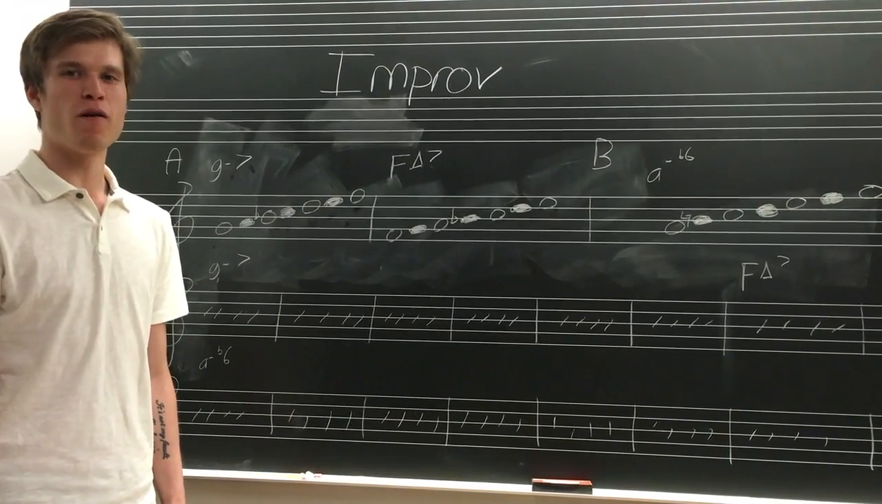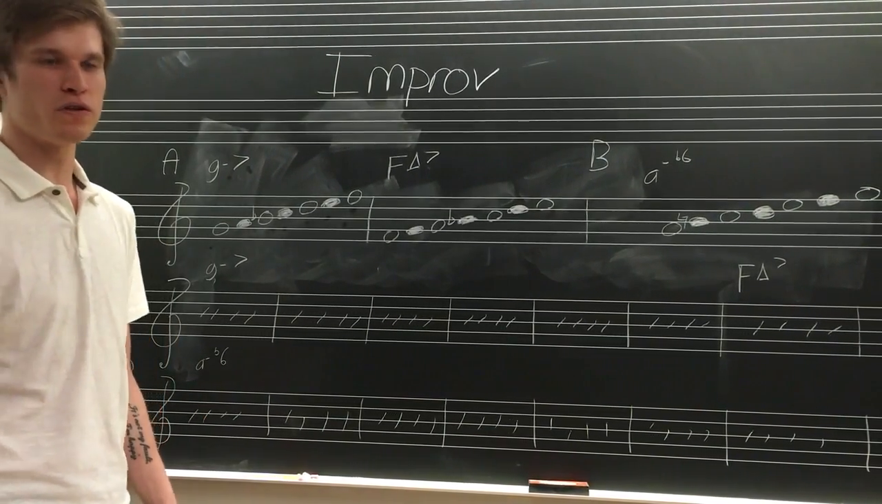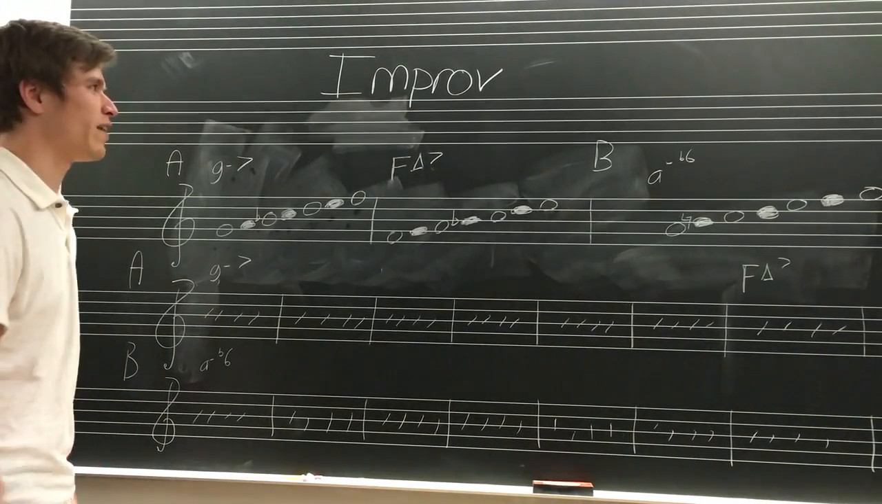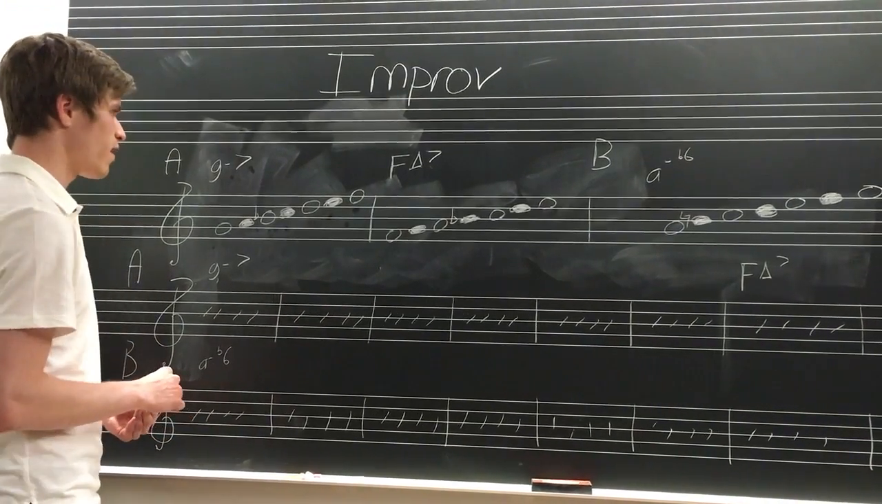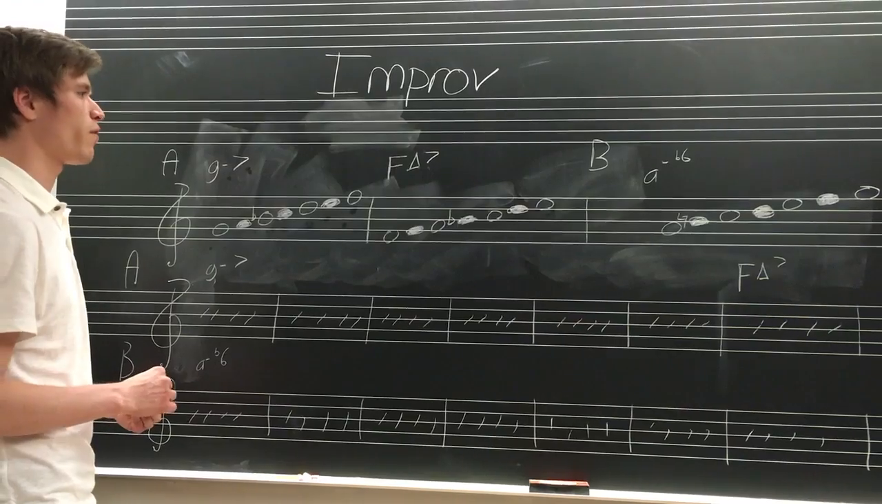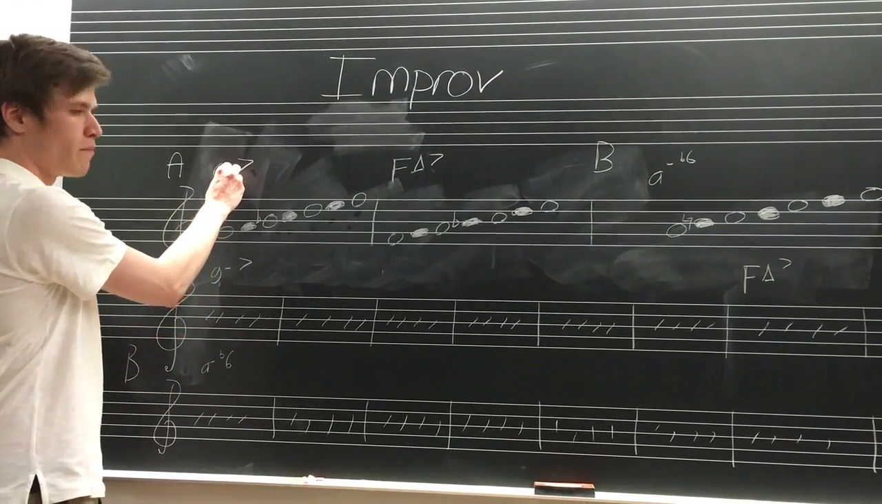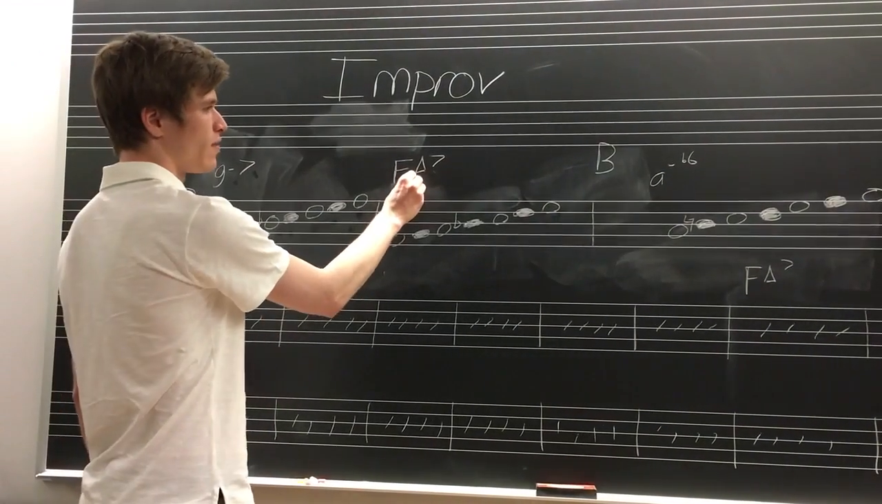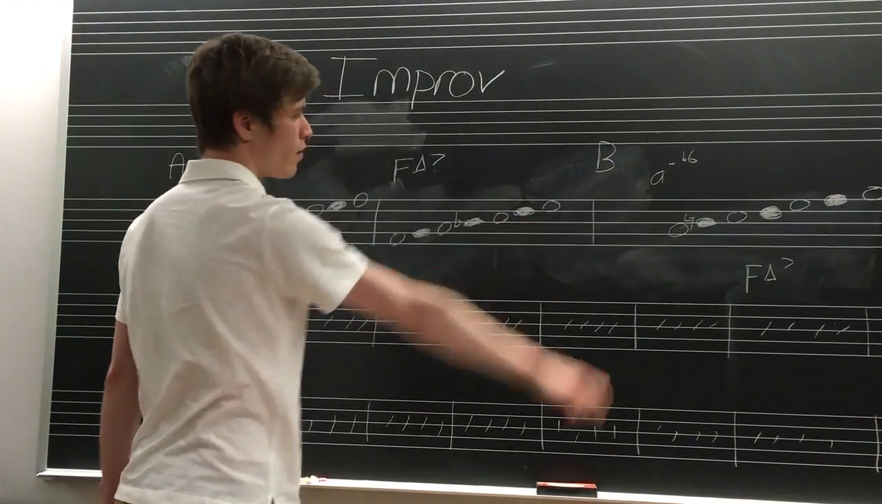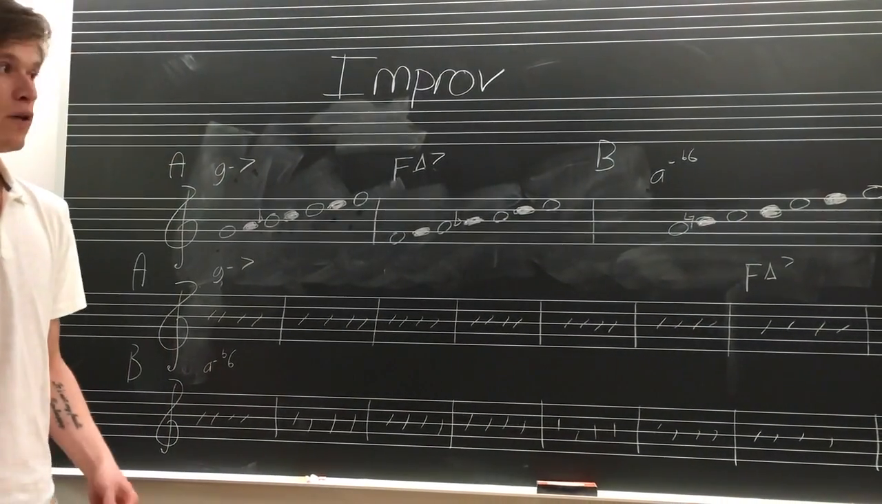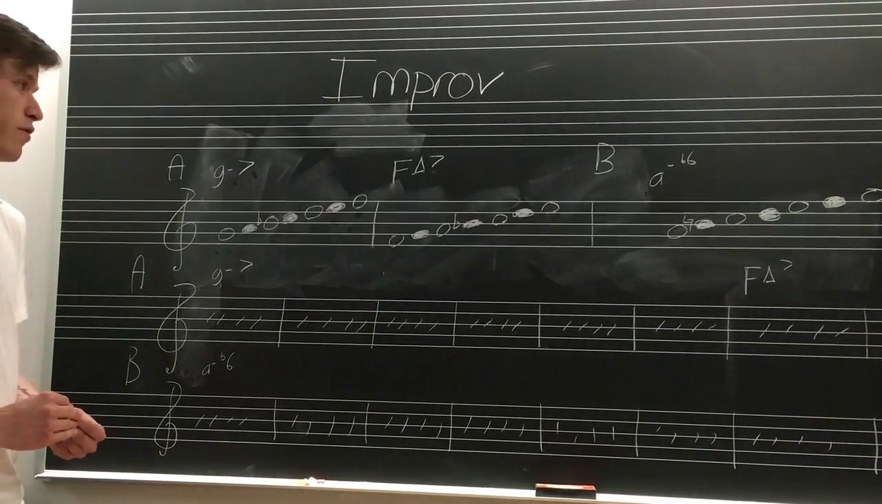Now that we've learned about form in jazz, we can talk about improv, which is very important when learning how to play jazz. So in this song, Milestones, we only have 3 chords throughout the whole thing: G minor 7, F major 7, and A minor flat 6. Now I'm going to tell you what these all mean. They look kind of weird, but they're really not.